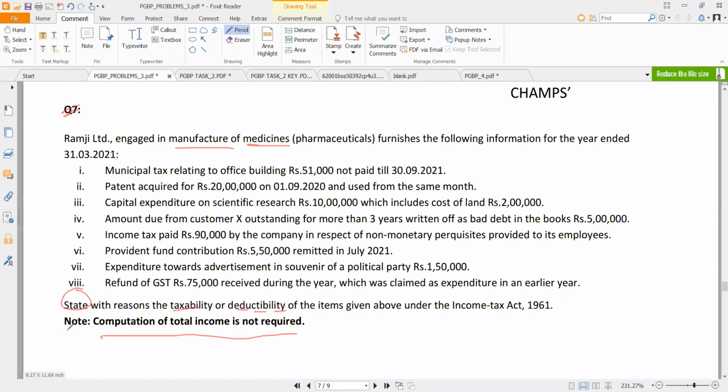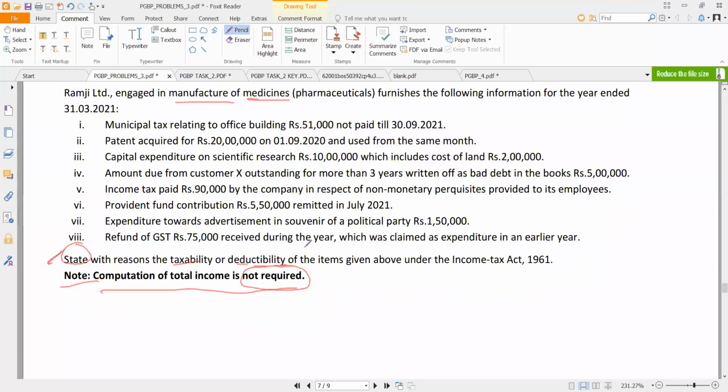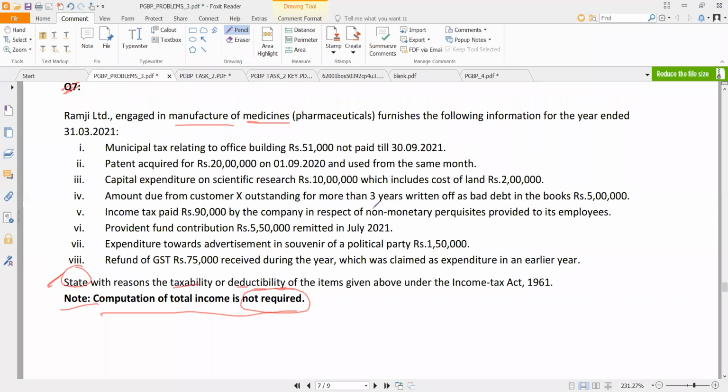Particularly when it is given that computation of income is not required, if you still compute and show off, saying "yes, I am doing it and I am defying your instructions," nobody will accept that. So not required means not required. You don't need to do that. It's a theory question. The question says state, not compute. And very clearly, it is also given that computation is not required, because they know some people will do that.